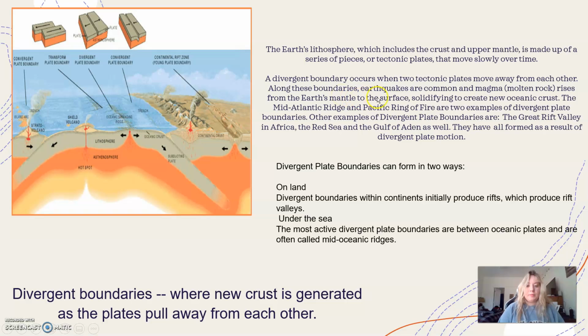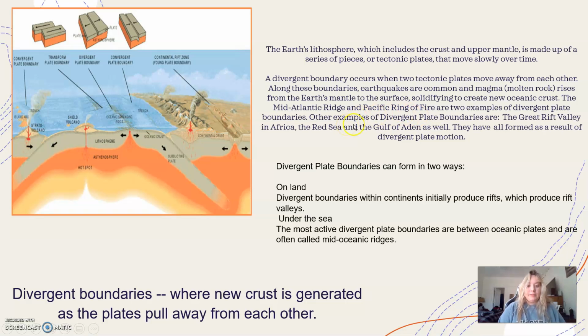Along these boundaries, earthquakes are common and magma rises from the Earth's mantle to the surface, solidifying to create new oceanic crust. The Mid-Atlantic Ridge and the Pacific Ring of Fire are two examples of divergent plate boundaries.